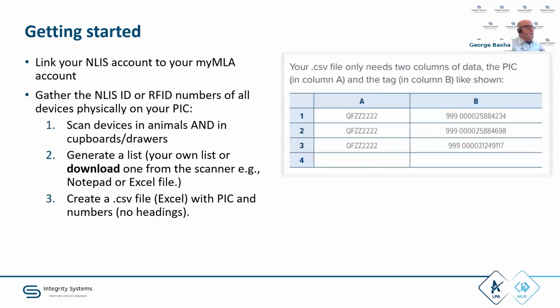Sorry, just go back, please. Thank you. Column A is the copy number, and that copy number you see there is just a made-up number. And column B is the RFID number.